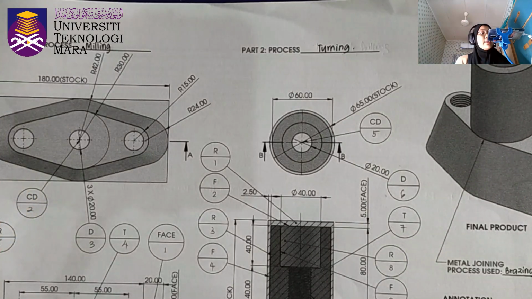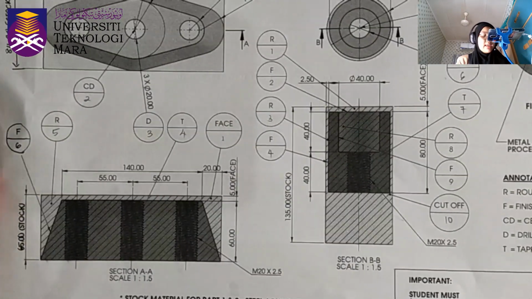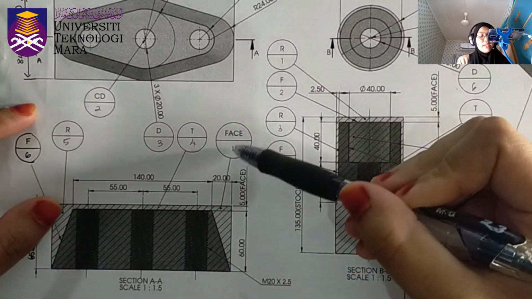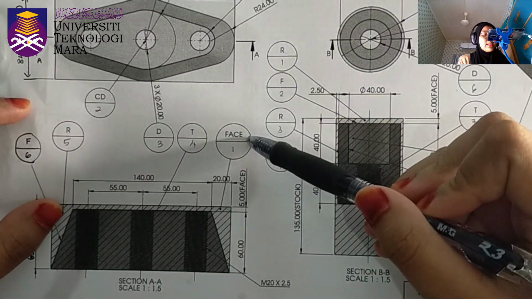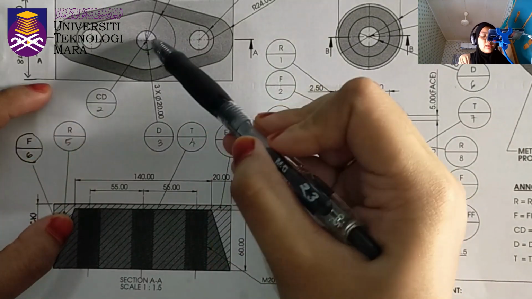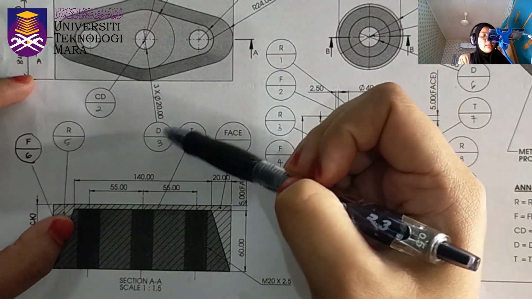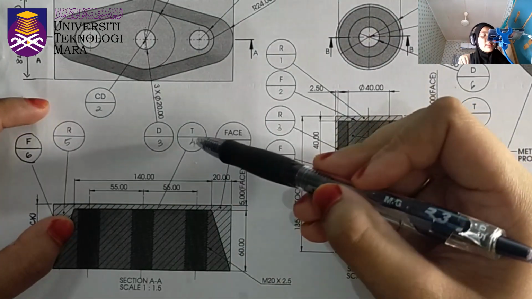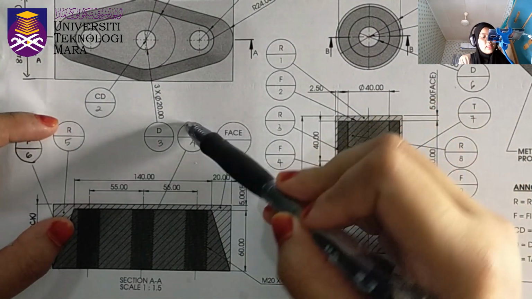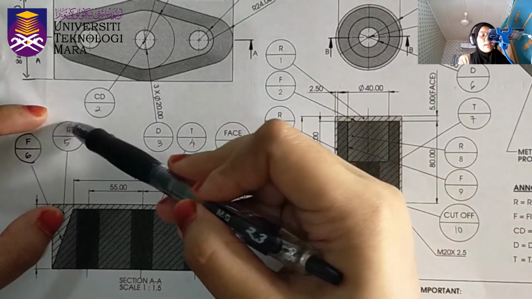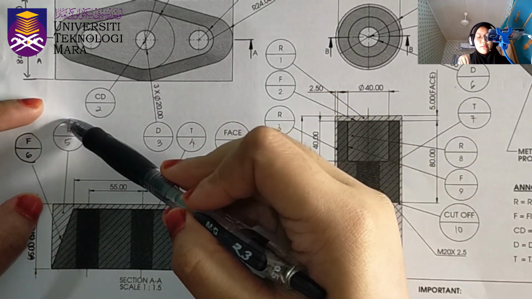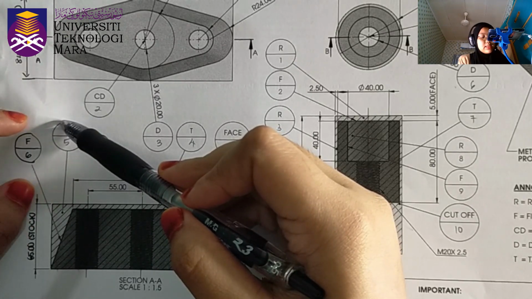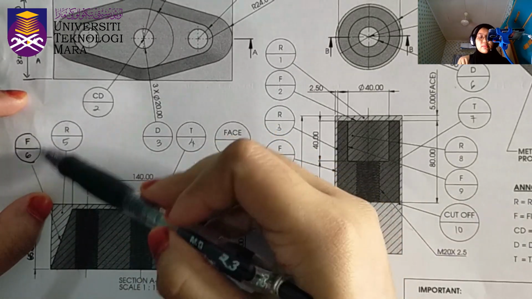So for section A, first one is face, second one is center drill, third one is drill, the fourth process is tapping, the fifth process is rough, and the sixth process is finishing.